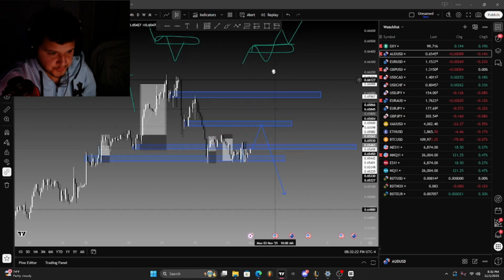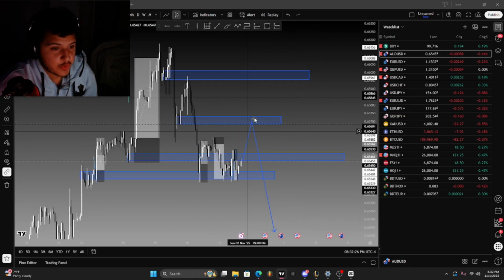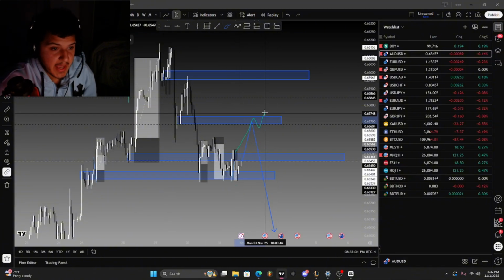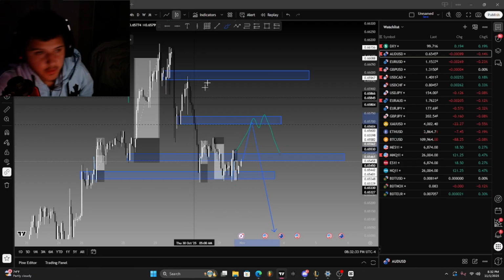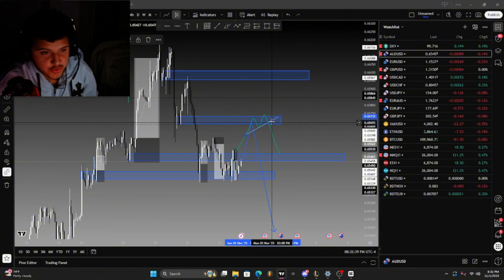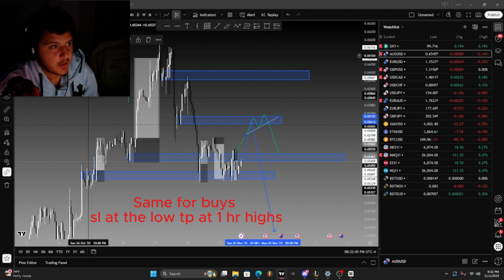But if that doesn't happen, you're typically just waiting for a retracement into these zones, and you're looking for an M. This is what you're looking for. And what you do is you put a trend line and wait for that breakout. And then stop losses are going to be at the high of the M, and then take profits going to be at the hourly lows. And I'm going to show you how this looks.